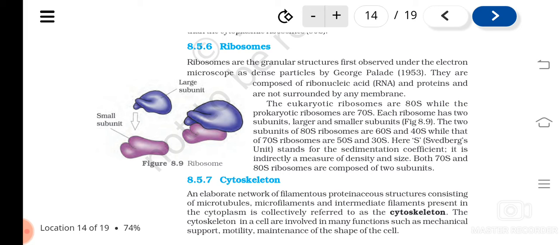This we have seen, isn't it? Two subunits are there. And only during protein synthesis they come and attach themselves to form a single unit, and there is no membrane. So ribosome is an example of an organelle which is not covered by membrane. Is it clear? So the ribosome's main function is to take part in protein synthesis.